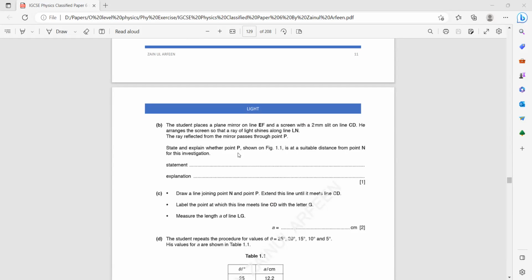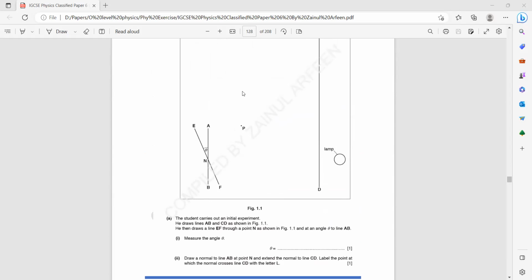State and explain whether point N shown on figure 1.1 is a suitable distance from N for this investigation. So how can we identify whether a point is at a correct distance or not? When you are marking a point, for example, if we have a mirror and we want to trace the path of a ray of light, say this is representing a mirror. If you want to trace, and this one is a lamp with one opening, the light is passing through the slit. The light strikes the mirror and the light bounces back.